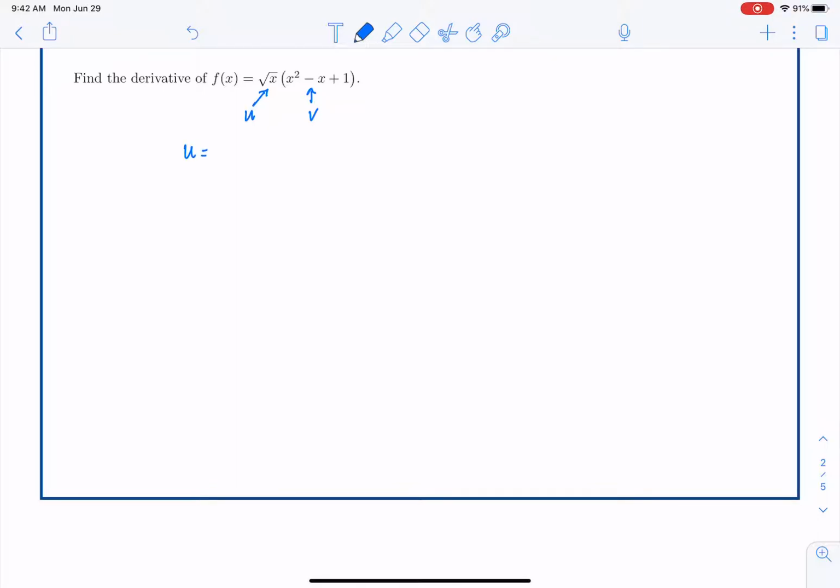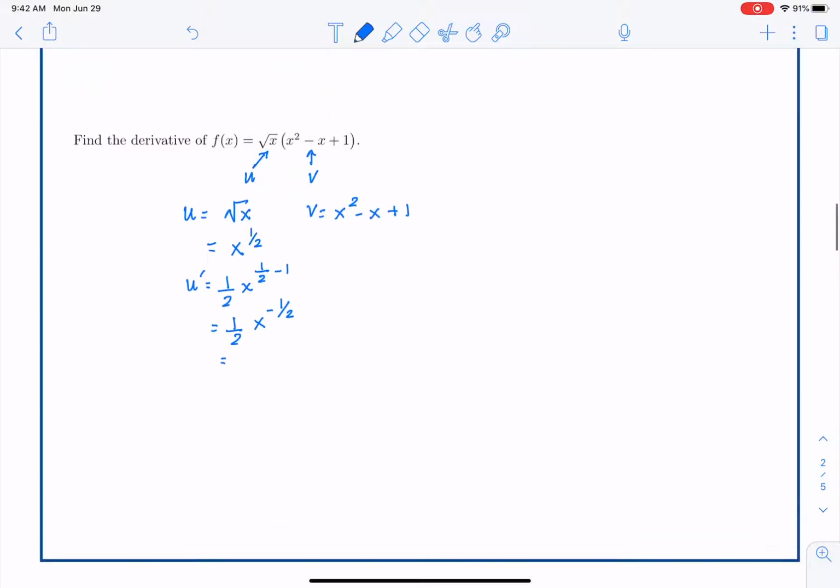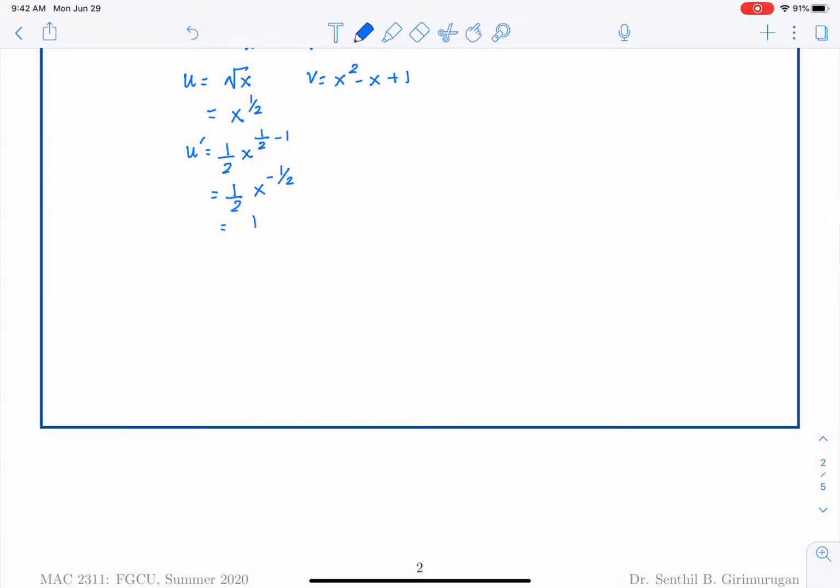So u is square root of x, v is x squared minus x plus 1. I am going to rewrite square root of x as x raised to 1 over 2. So u prime is 1 over 2, x raised to 1 over 2 minus 1, which is 1 over 2 times x raised to negative 1 over 2. We can move that x raised to negative 1 over 2 to the denominator, it would become x raised to positive 1 over 2, and I could write that as 1 over 2 times root x.